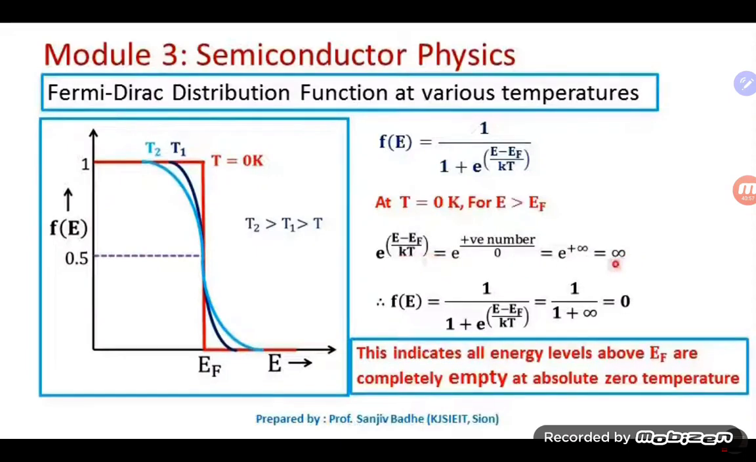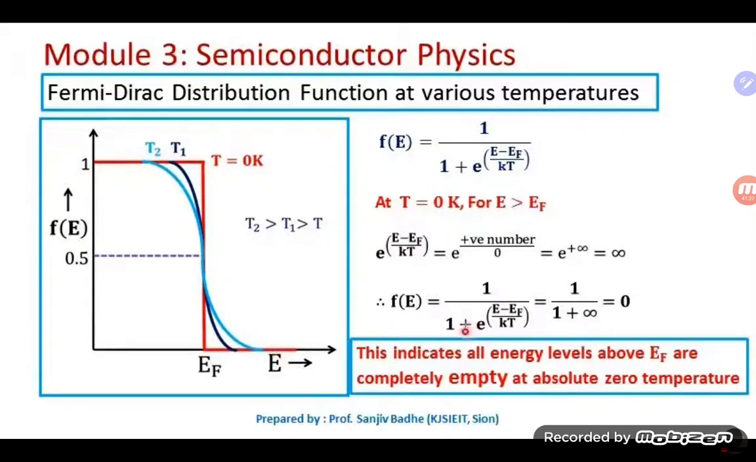So if we put infinity for e raised to E minus EF by kT in this Fermi-Dirac distribution function, the probability of occupancy for the given energy level E can be calculated as 1 upon 1 plus infinity, that is 1 upon infinity, that is 0. And therefore, this indicates all energy levels above the Fermi energy level are completely empty at absolute zero temperature. So the probability of occupancy for all the energy levels above the Fermi energy level is 0.